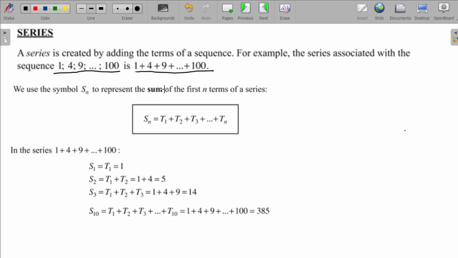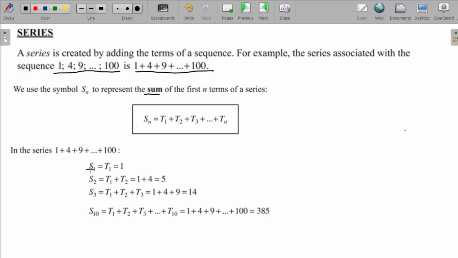Now, for the addition of terms there's a new term coming in, which we call a sum, because we are adding the terms. The sum of a number of terms, with the symbol Sn, is equal to term number one plus term number two plus term number three, and so on until the last term, which we call Tn. Now, take this series: 1 plus 4 plus 9 dot dot dot until the 10th term, which is 100.